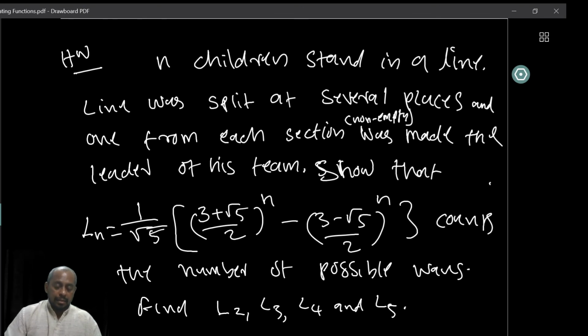Now show that this number, whatever, let's denote by l_n, that counts the number of possible ways to do this, is given by l_n equal to 1 by square root of 5 into ((3 plus root 5) by 2) whole raised to n minus ((3 minus root 5) by 2) raised to n. Okay. And once you show this, also calculate L2, L3, L4 and L5.